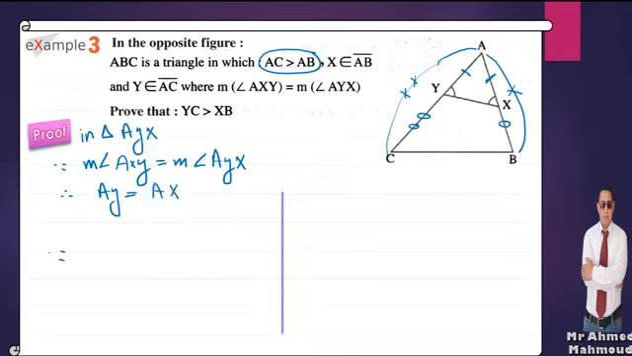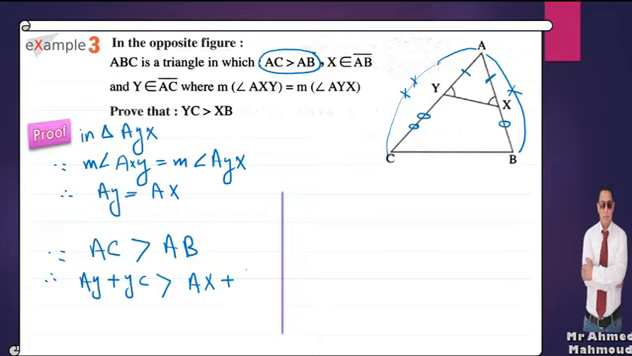Okay, since AC greater than AB, therefore, AC, which is equal AY plus YC, greater than AB, which is equal AX plus XB. I will cancel AX from here and AY from here, and AX from here, because they are equal in measure. Therefore, YC greater than XB. The next example.